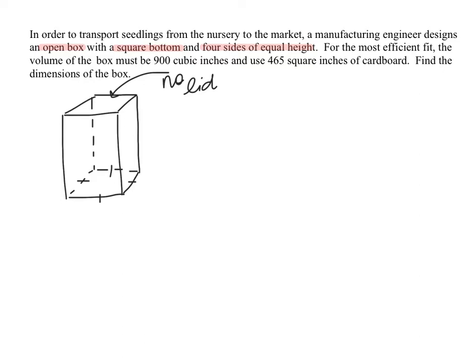Now let's identify other information that we know in the problem. It says for the most efficient fit, we know the volume is 900 cubic inches. So I'm going to use V for volume. I know my volume is going to be 900 cubic inches. And then the next part tells me that it must use 465 square inches of cardboard.